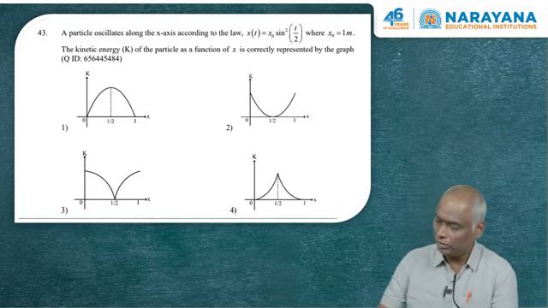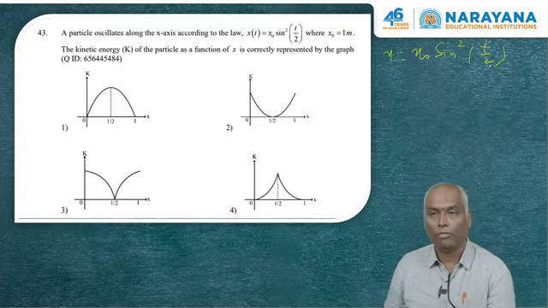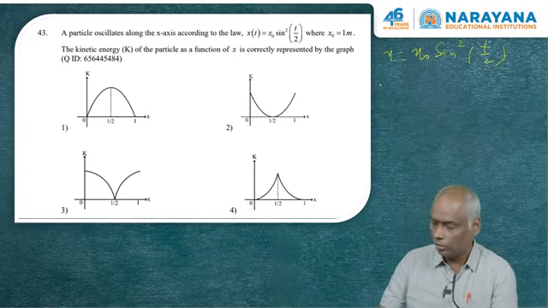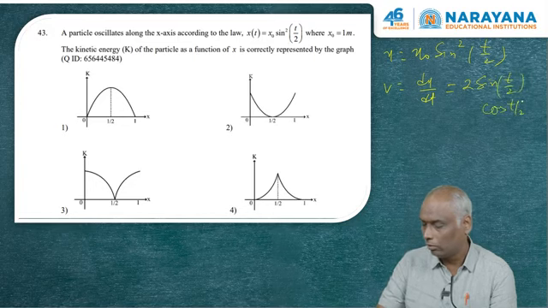Because the position is given by x equals x naught sine square of t divided by 2, and the value of x naught is given as 1. To find the kinetic energy, we need to find the velocity. So v is equal to dx divided by dt. I am taking x naught equal to 1. When I differentiate this equation, we get the derivative as 2 sine of t by 2 into cos of t by 2, multiplied by 1 by 2. So this 2 and 2 will get cancelled.